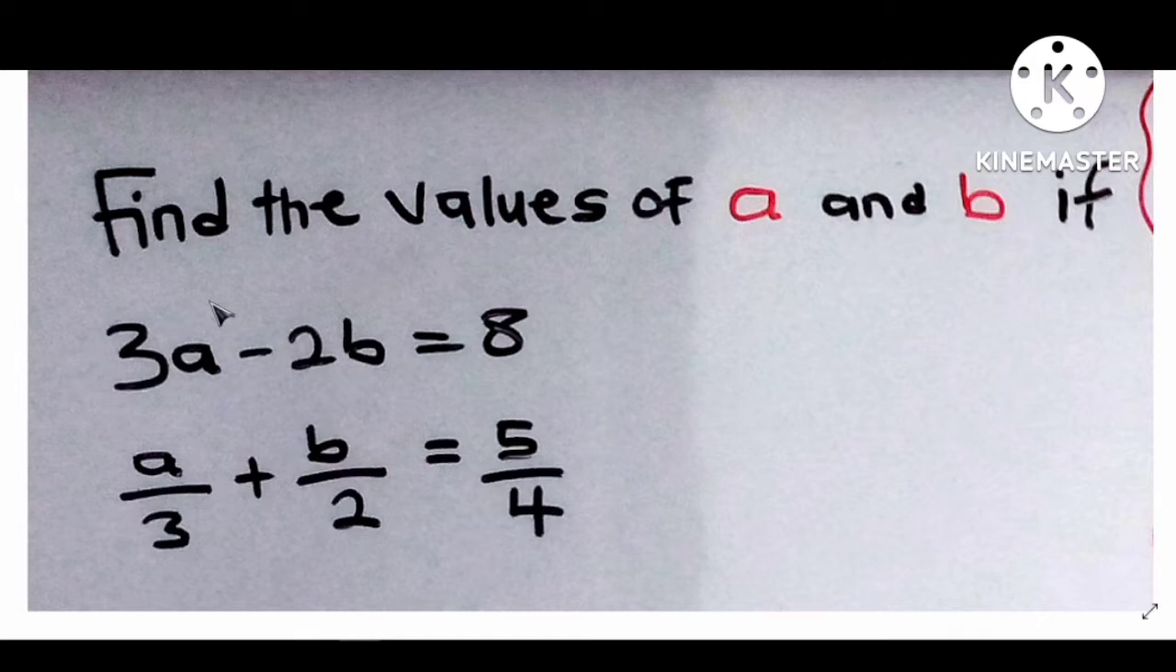Today we have a question where we are asked to find the values of a and b if 3a minus 2b is equal to 8 and a over 3 plus b over 2 is equal to 5 over 4. This is still a simultaneous equation question as we worked on in our previous videos, but this is a little bit different from what we were solving earlier.